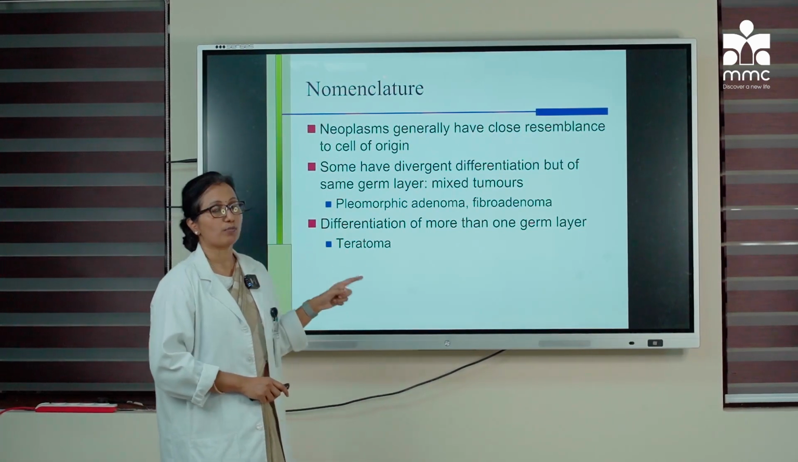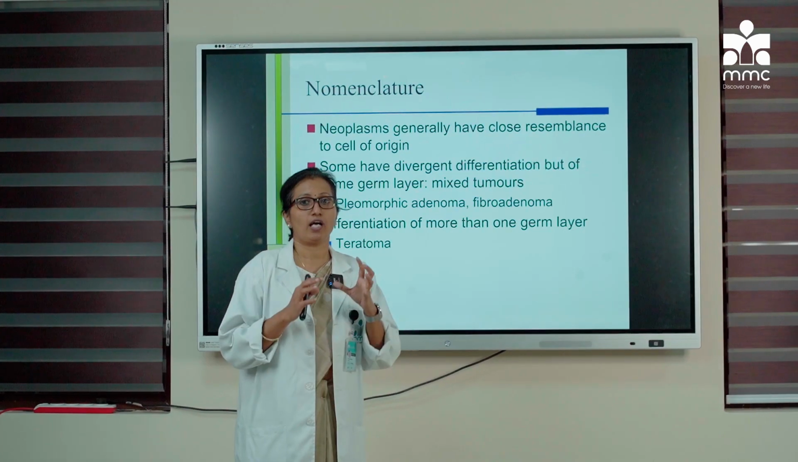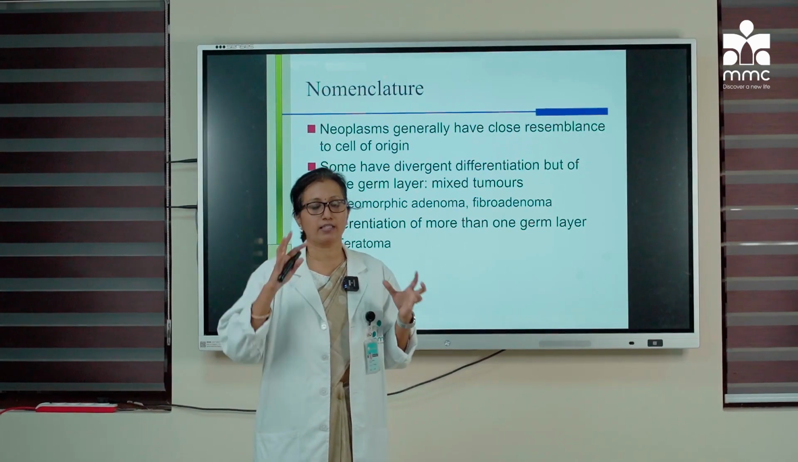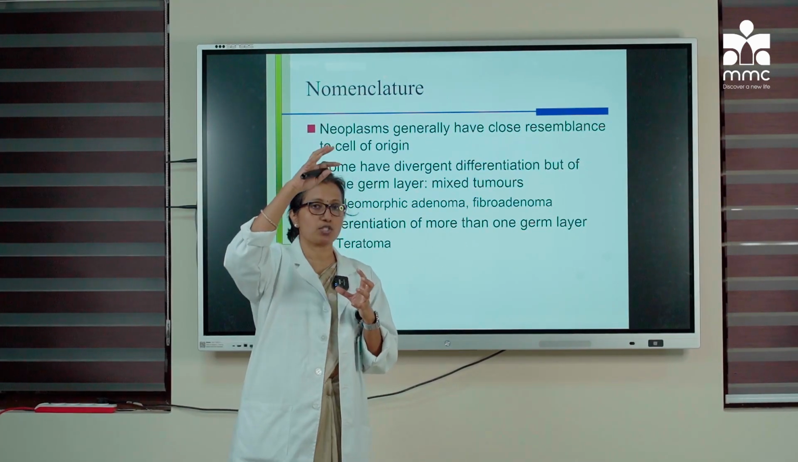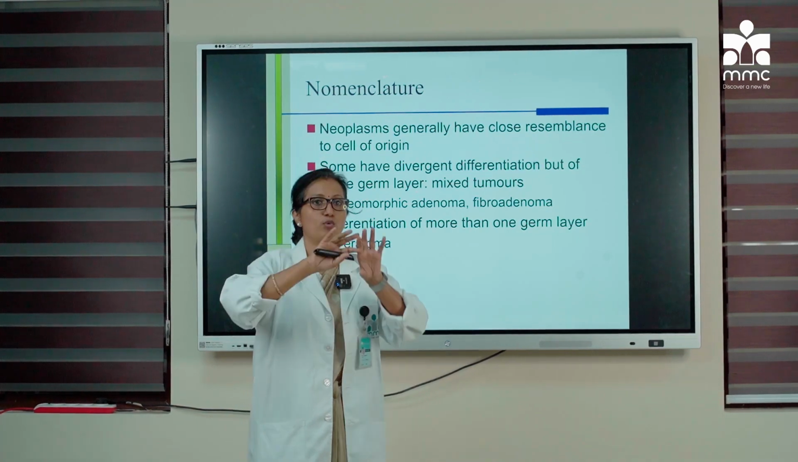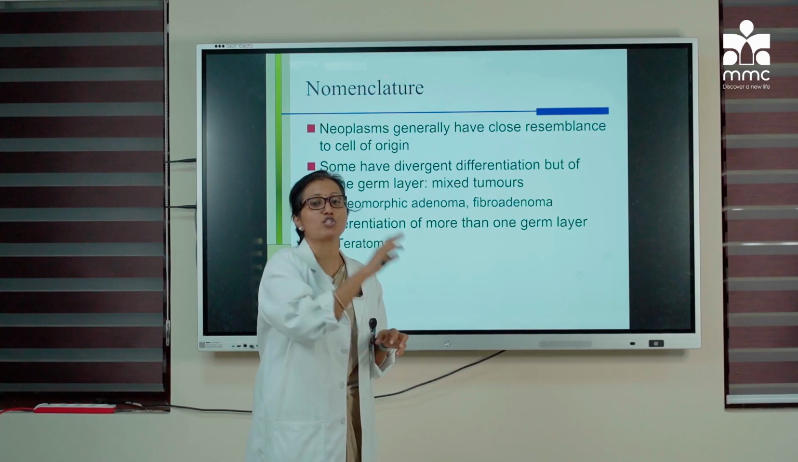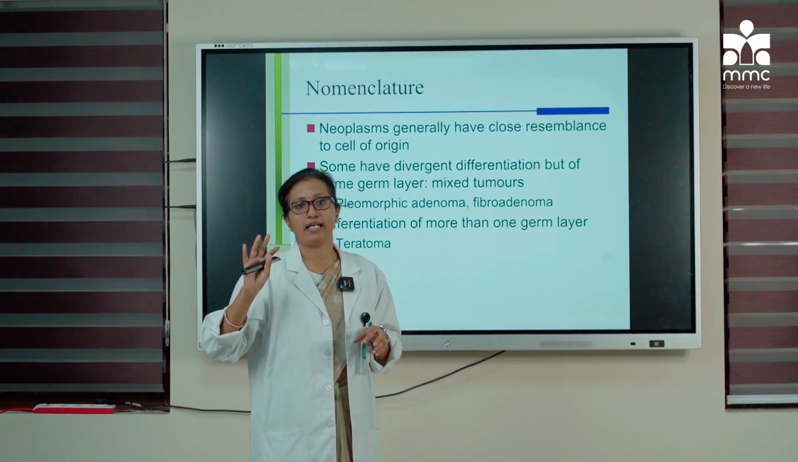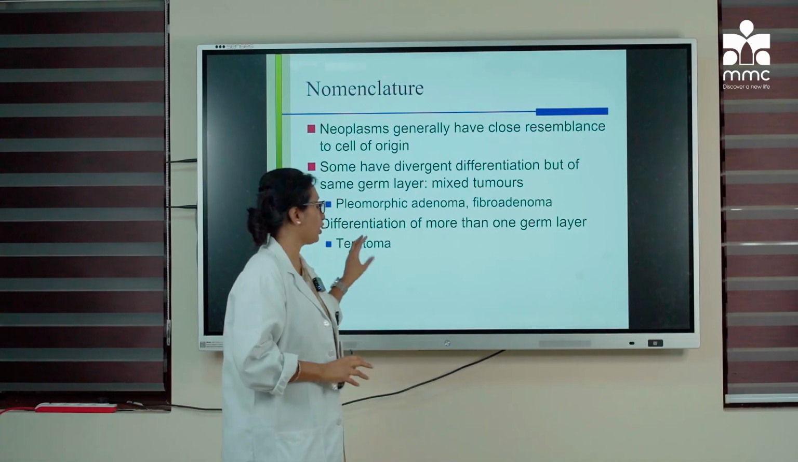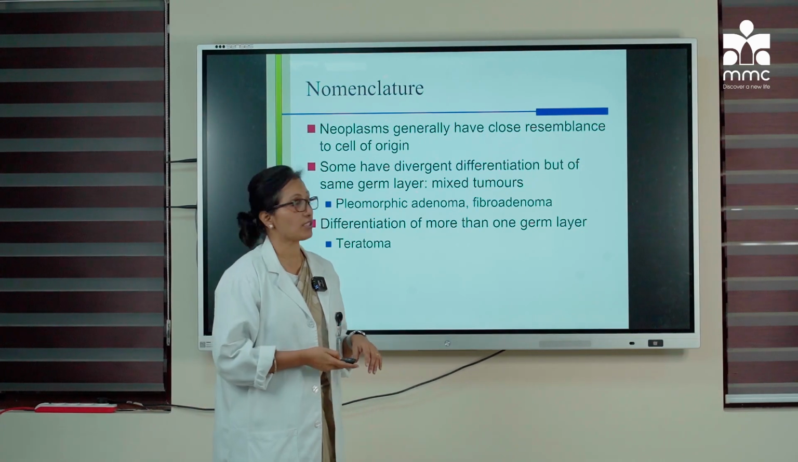Now in teratoma, what happens is that you have more than one germ cell layer. Think of a cell that comes above the germ cell, a totipotent cell which can give rise to a lot of cells. So this totipotent cell will give rise to more than one germ cell layer, and that will produce something called teratoma.